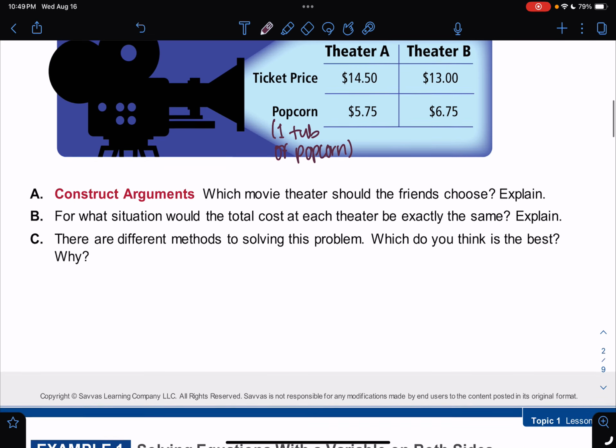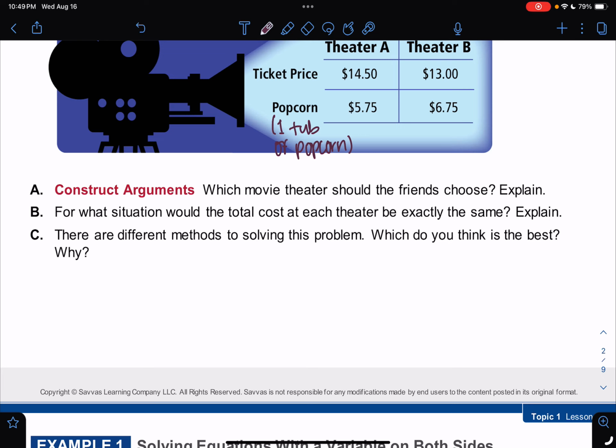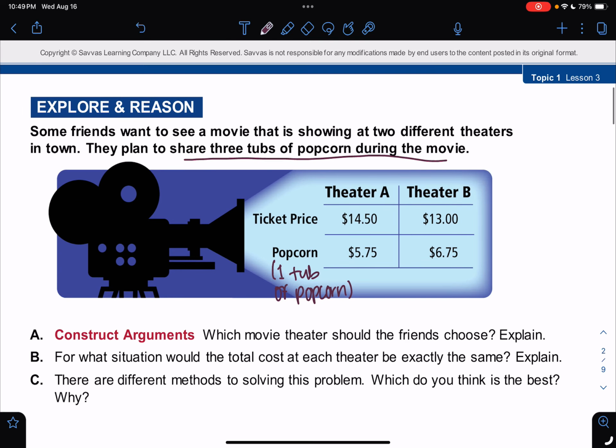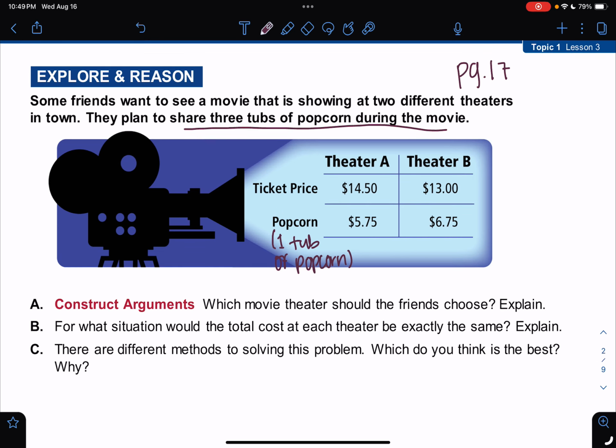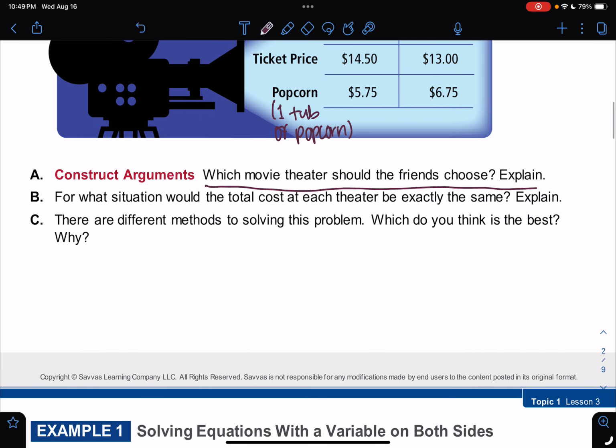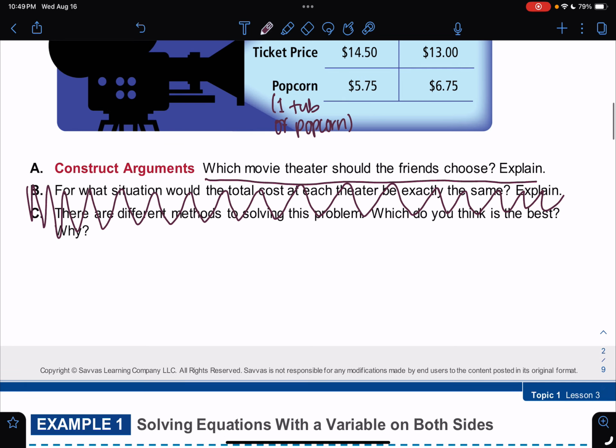We can set up a table, that's what I would suggest doing. You have space in your workbook, and this is actually page 17, so head there to follow along with me. Set up a table for part A, which asks which movie theater the friends should choose and to explain. We need to know the total cost of all these first. I'm going to act like I'm only doing part A right now because you have space on yours, so you're just going to draw what I draw or write what I write.